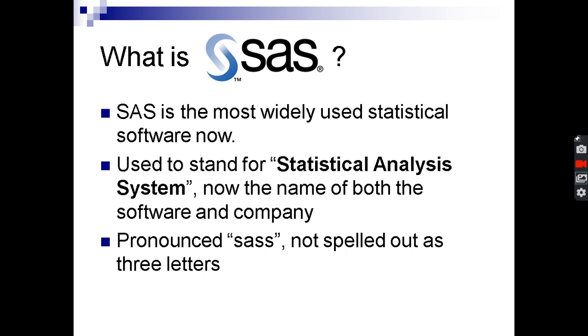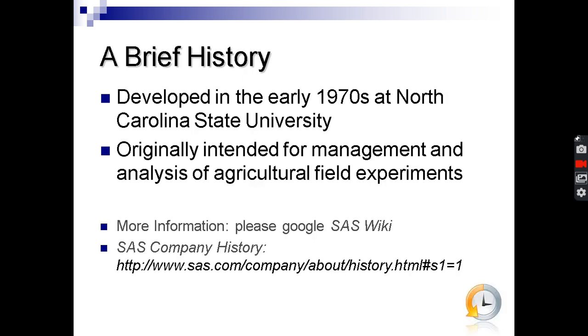So SAS is the abbreviation for Statistical Analysis System, and it's now the name of the company and the name of the software. And we pronounce it as SAS, not spelled out as the 3 letters here. It was developed in the early 1970s at North Carolina State University. So still, at North Carolina State University, SAS is widely used.